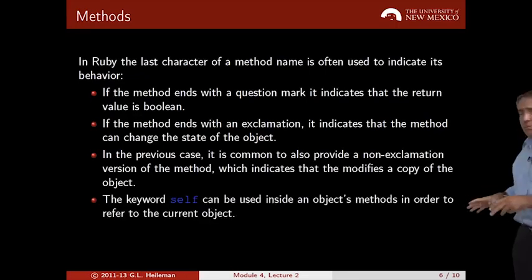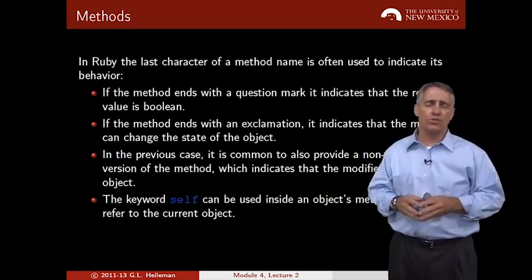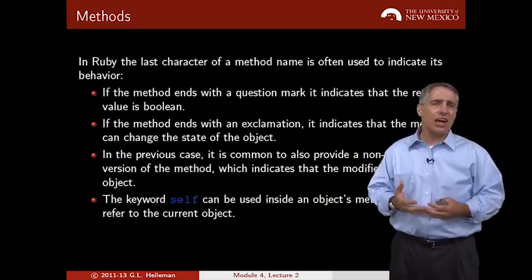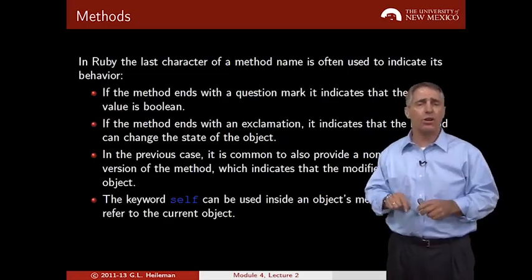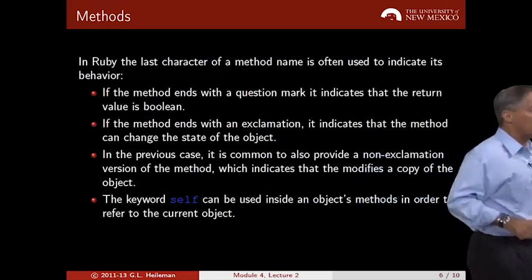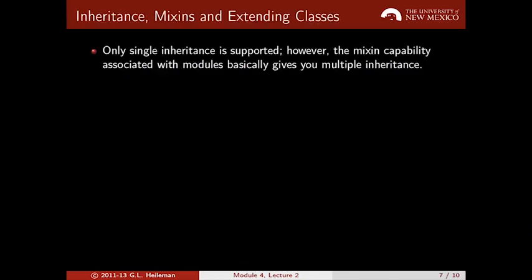Now, here's the other place that you see the keyword self used. Self is used inside of an object to refer to itself, to refer to the current object. So that's the other place that you'll more commonly see the keyword self used in Ruby.